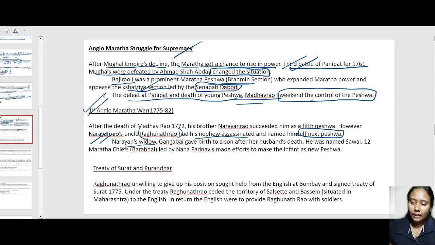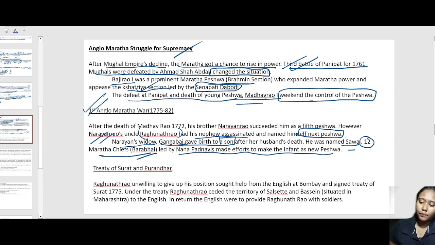Narayan Rao's widow, Gangabai, gave birth to a son who was named Sawai. The Barabhai, the twelve Maratha chiefs led by Nana Phadnavis, made efforts to make the infant the new Peshwa. Being the legal heir, attempts were made to make him the next Peshwa.